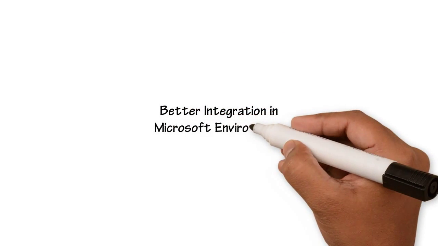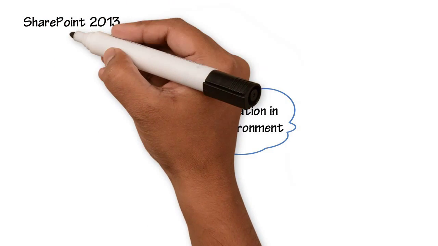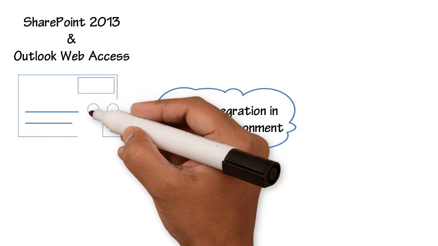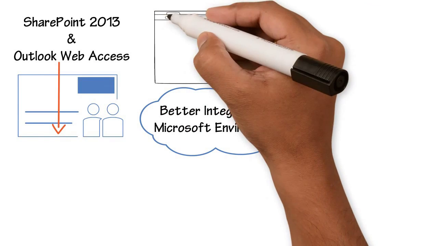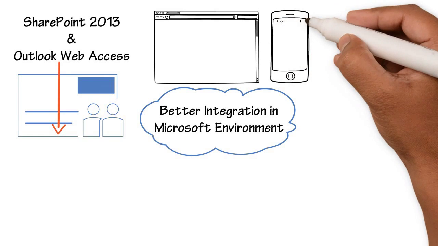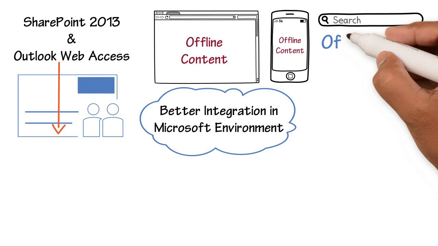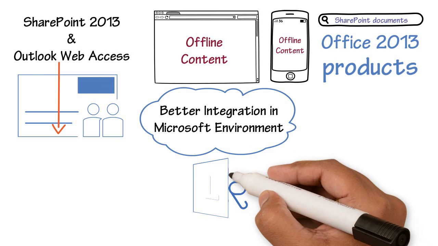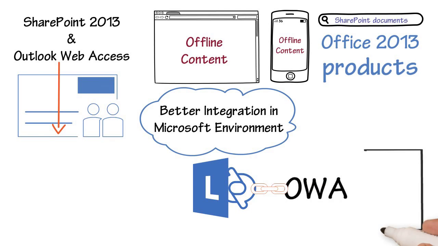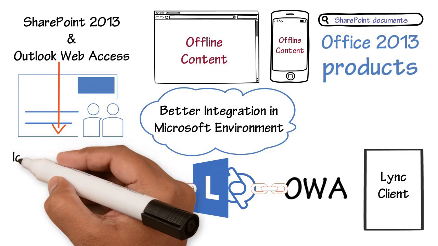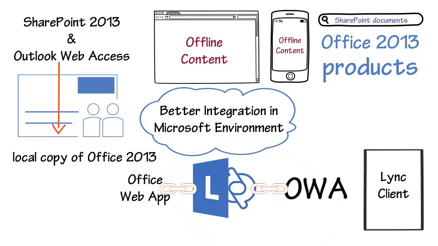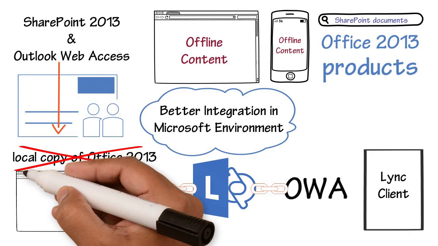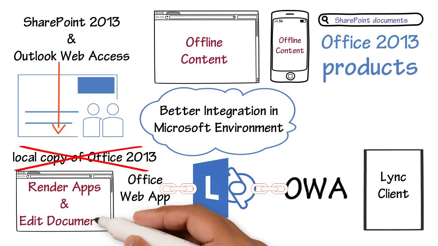It also has better integration with Microsoft SharePoint 2013, and Outlook Web Access interacts more deeply with site mailboxes. Offline content is also available for the OWA client and mobile with unified search across all Office 2013 products. You can find SharePoint documents from the OWA search toolbar. With Lync integration in OWA, you can identify the presence of Lync contacts if you have a Lync client. And with the integration of Office Web Apps, you don't need to have a local copy of Office 2013. Apps can be rendered in, and documents can be edited in, a browser.